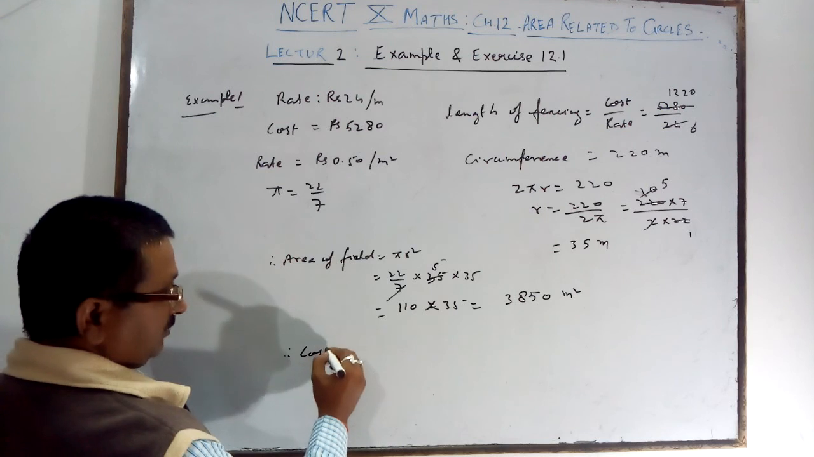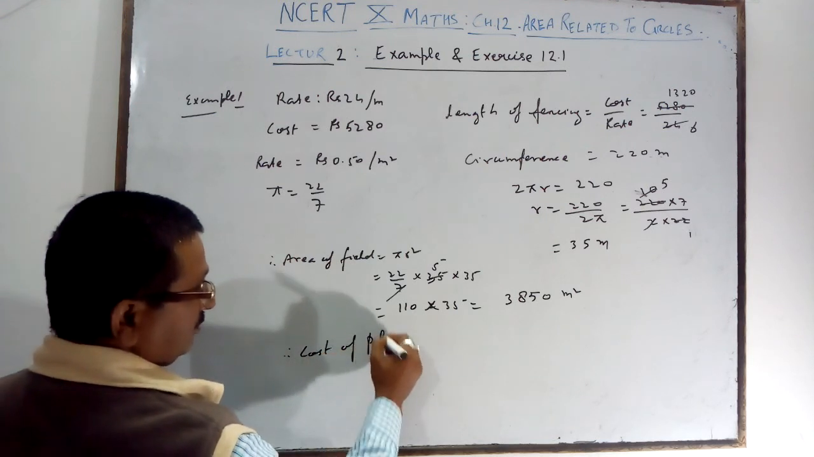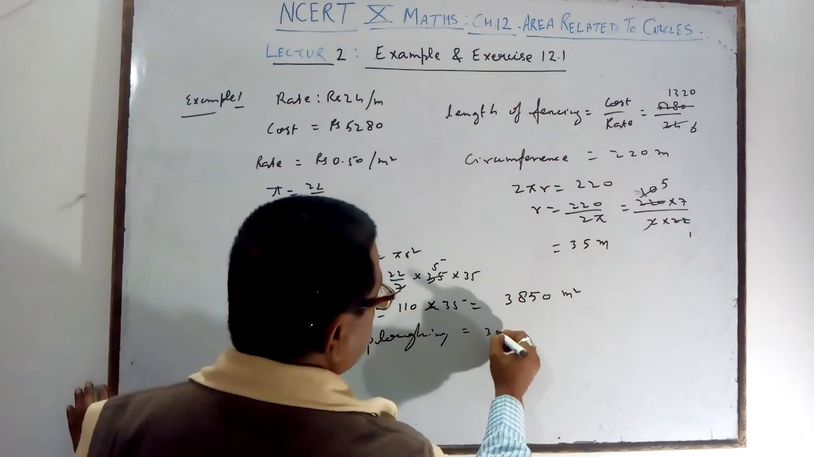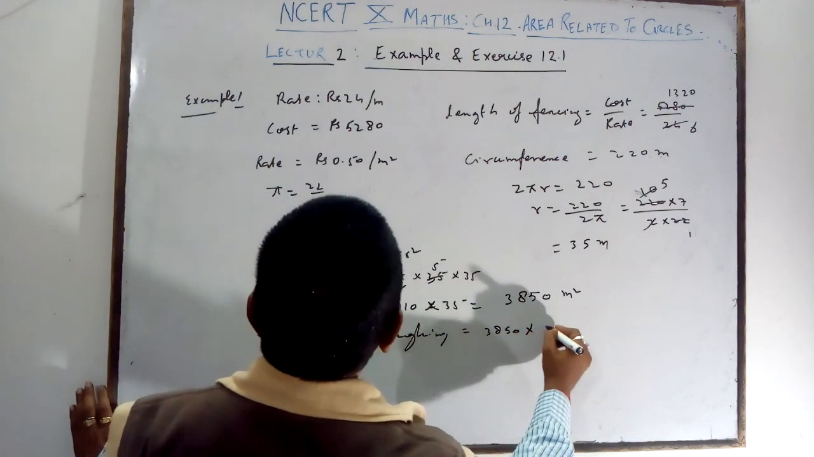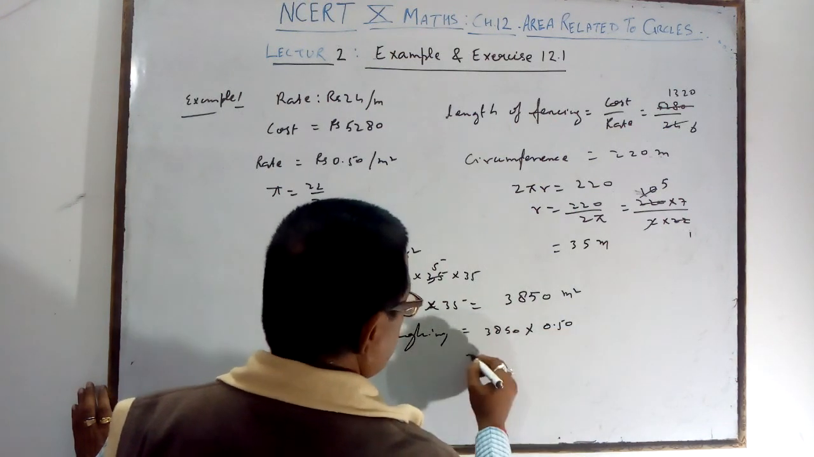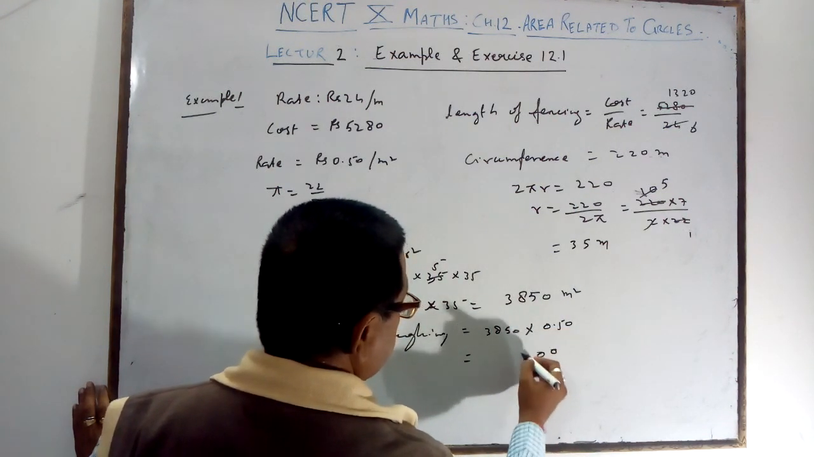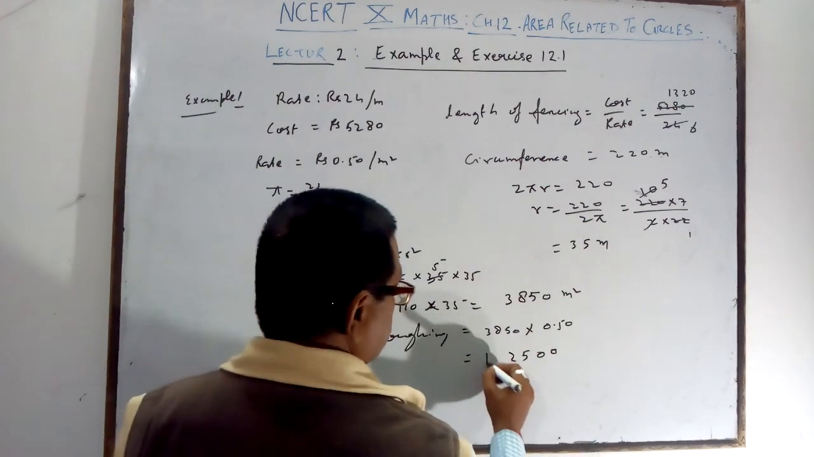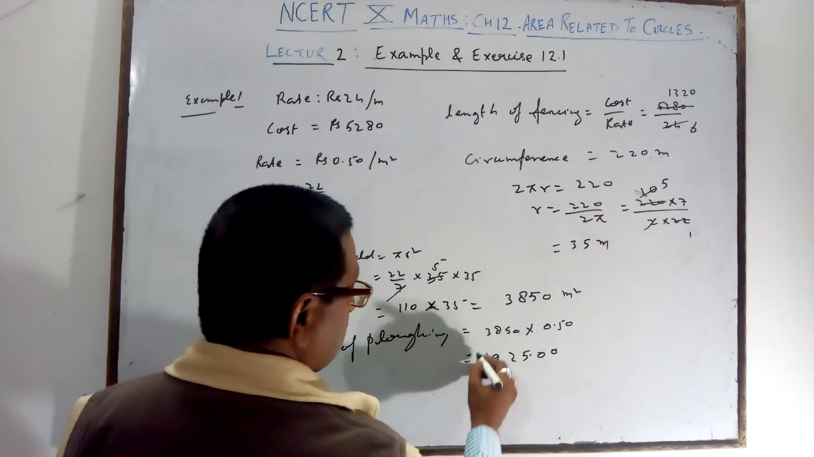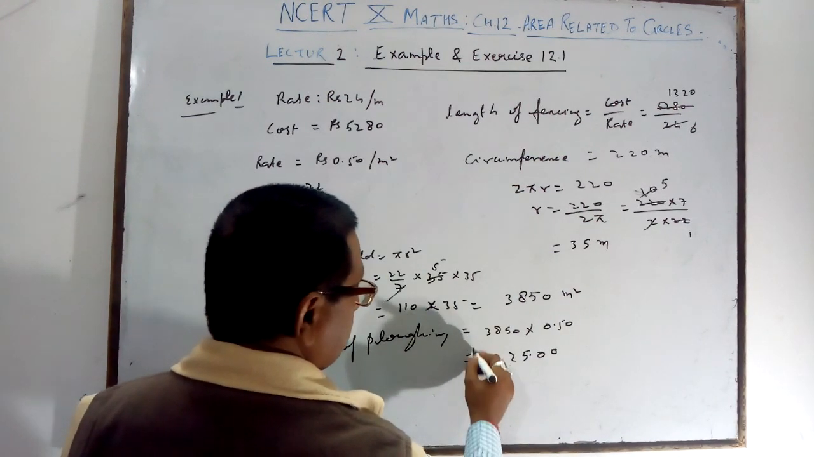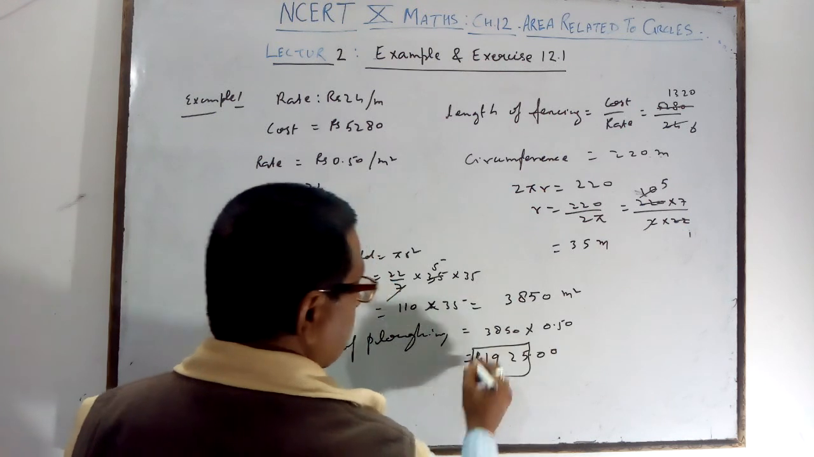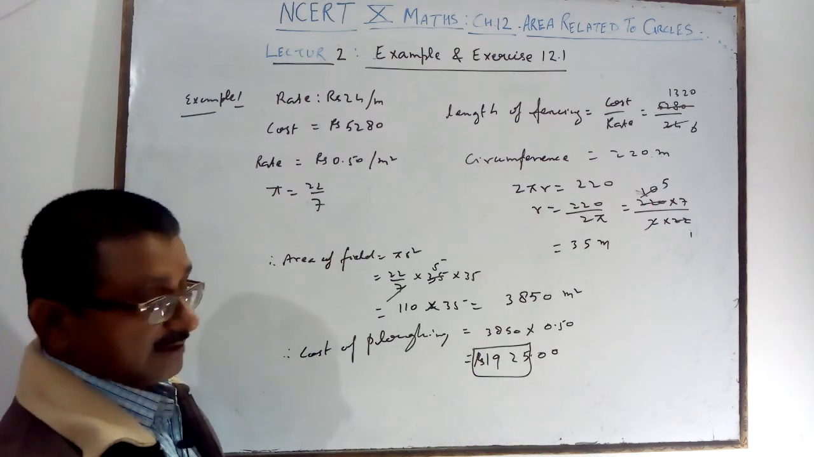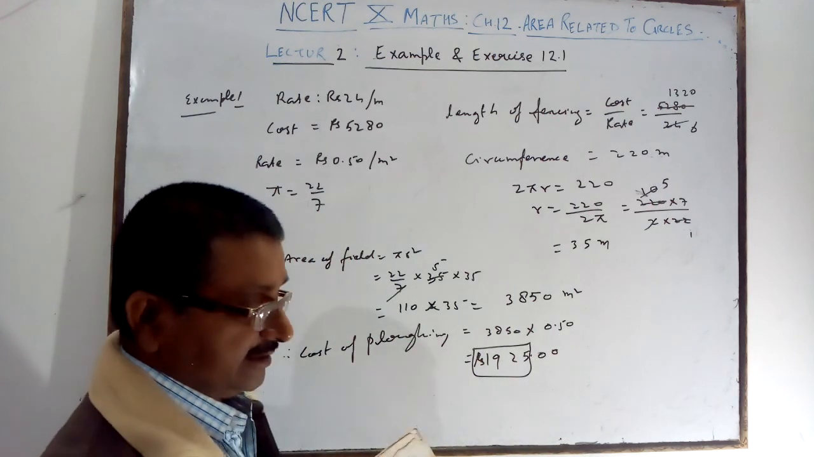Therefore, cost of plowing is equal to 3850 multiplied by 0.50, which is 1925.0. So that is your answer: rupees 1925 is the cost. So you are getting a very simple and easy question.